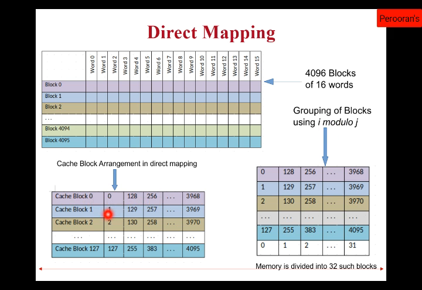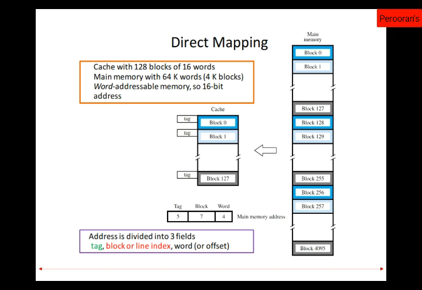Similarly, when you get a remainder of 1 in the modulo operation, all those blocks we are placing in cache block 1. Similarly for 127. All these blocks are arranged in this way. Now, I told you we are considering 128 blocks of 16 words, and the main memory has 64K words, or 4096 blocks as shown in this diagram. This is the main memory, divided into 4096 blocks as I told you earlier, and the cache memory can accommodate only 128 blocks like this.